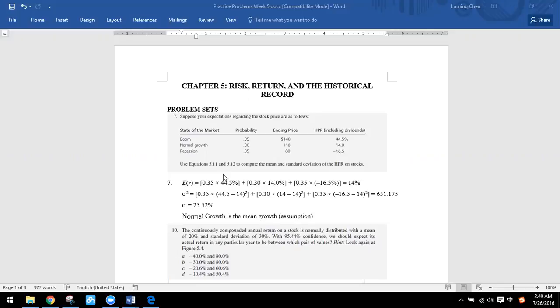So it's the probability of the good time times the holding period return of the good time, plus the probability of normal time times HPR 14%, plus the probability of recession time times the recession holding period return. So the expected return is 14%.